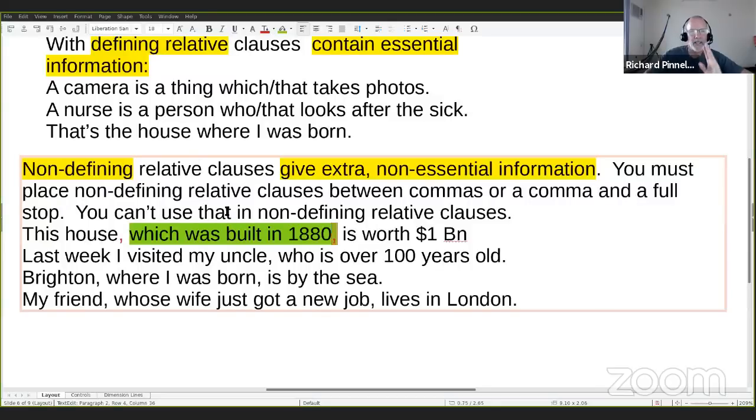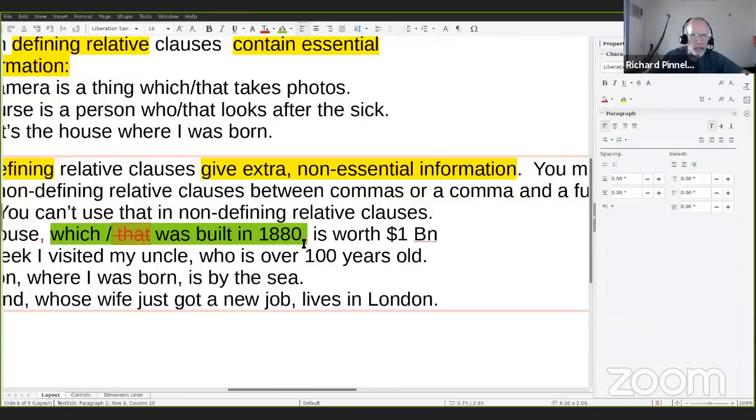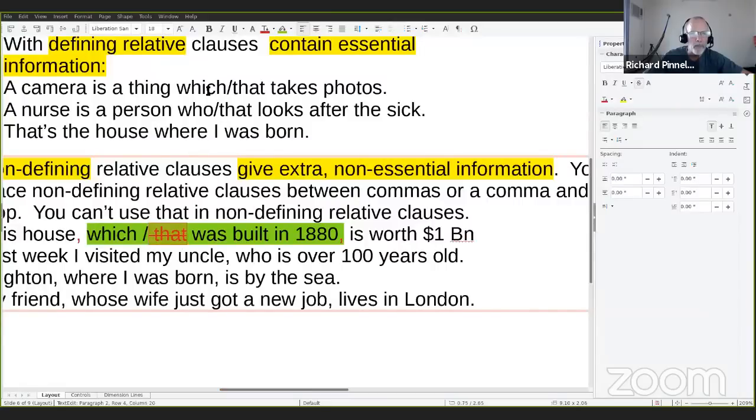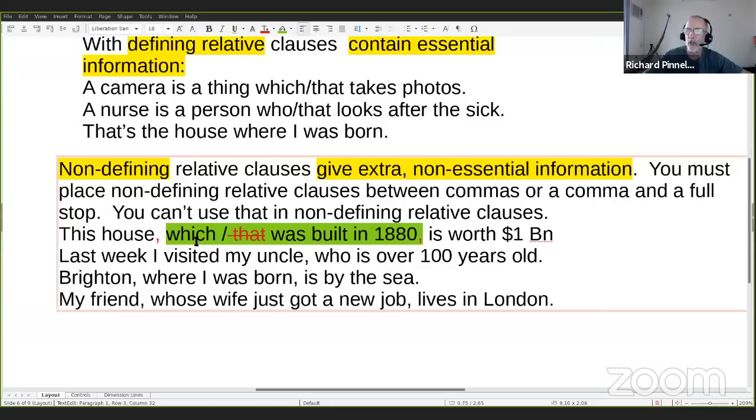Second thing, in this type of relative clause, you cannot use that. In non-defining, you cannot use that. We are not allowed to use that in non-defining relative clauses. You can only use which. In the defining ones, for people or things, we have the option of using that. But in the non-defining ones, we cannot use that for things or people. We have to use which or who.